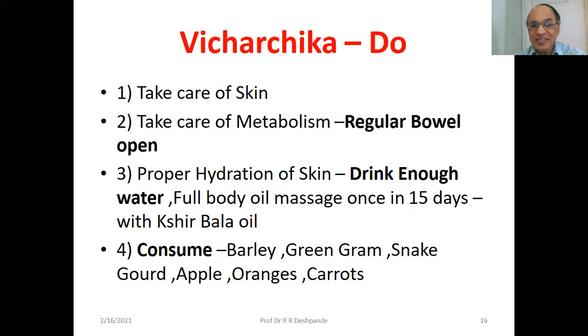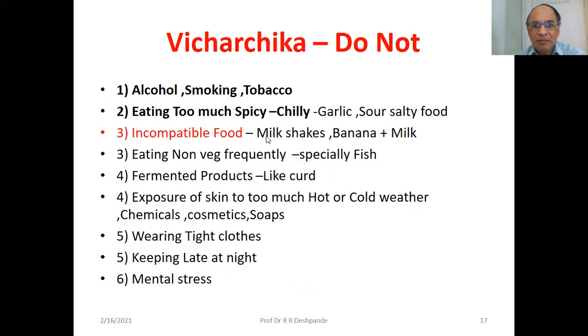Proper education. Then snake gourd, apple, oranges, and carrots. These are good to control the Vicharchika. But you must avoid the alcohol, smoking, tobacco, eating too much spicy, chili, garlic, pickles, sour, salty food, incompatible food like milkshakes, banana and milk, eating non-veg frequently, specifically fish, should not be taken. Fermented products like curd should be avoided.